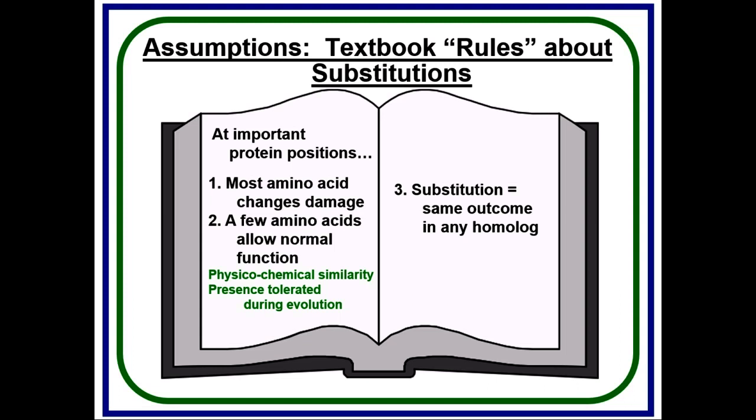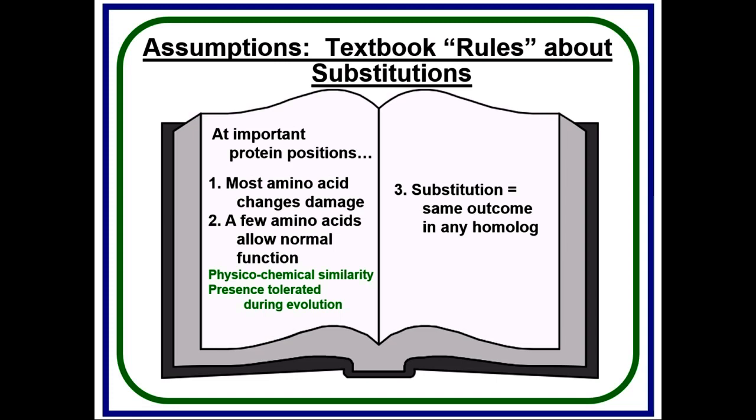The last assumption comes because we are using a sequence alignment, and that is, we're making the assumption that if we know something about an amino acid change at one position in one homolog, we can extrapolate that and know what the outcome will be of that amino acid change in any other homolog.